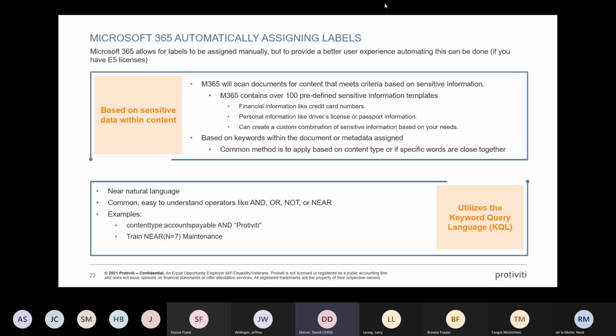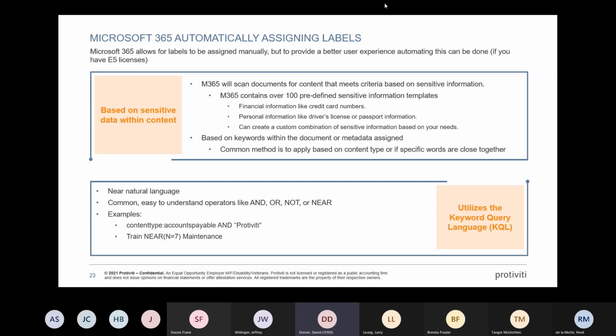So let's say, for instance, I'm looking for anything that had a content type of accounts payable and Protiviti in the document. It's an invoice for Protiviti, and based on whatever rules internally, it has to be maintained for 5 years. So that auto-apply label will actually look for any content with that particular content type of accounts payable, Protiviti, and apply the label to it.